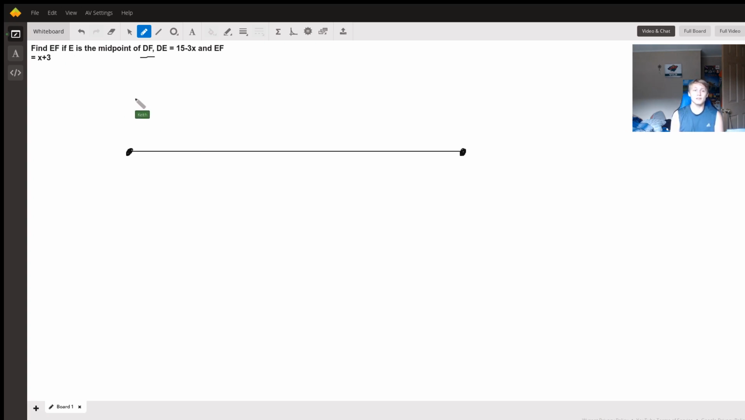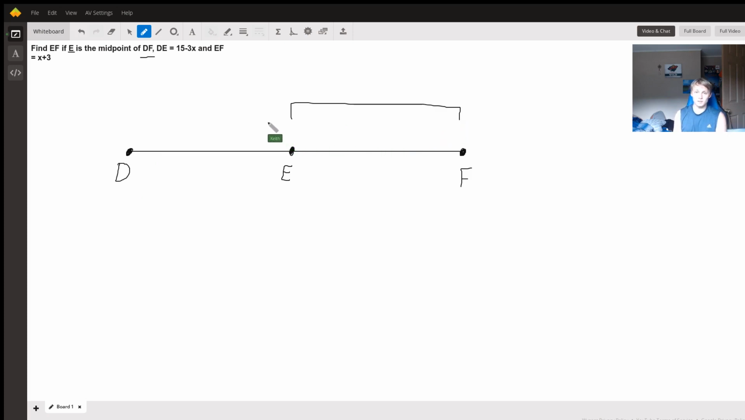So here we have a line labeled DF, and we are asked to find the length of it if E is its midpoint. So here we have the point D, and here we have the point F on our line, and the midpoint of DF is labeled E. And we are asked to find the length of EF.